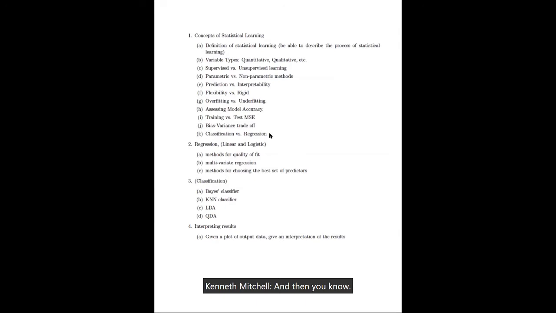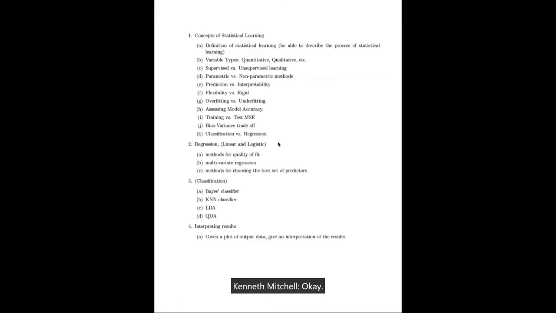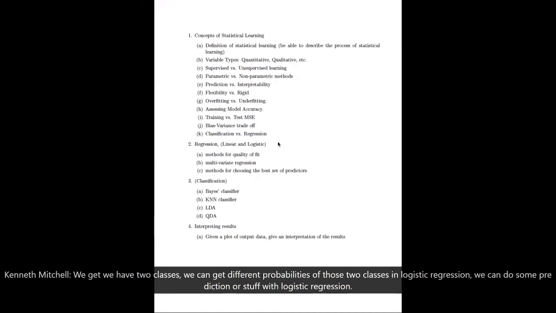And the regression we looked at so far has been what? Linear and logistic regression. So what is the difference between linear regression and logistic regression? Okay. And one thing about logistic regression is that when we have two classes, we can get different probabilities of those two classes. We can do some prediction with logistic regression.